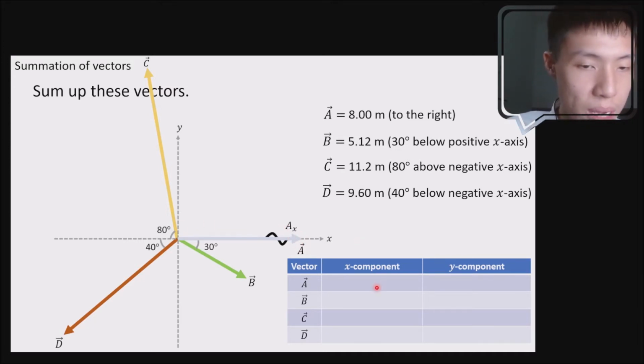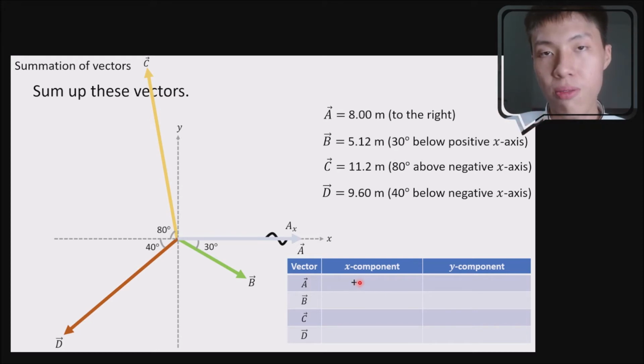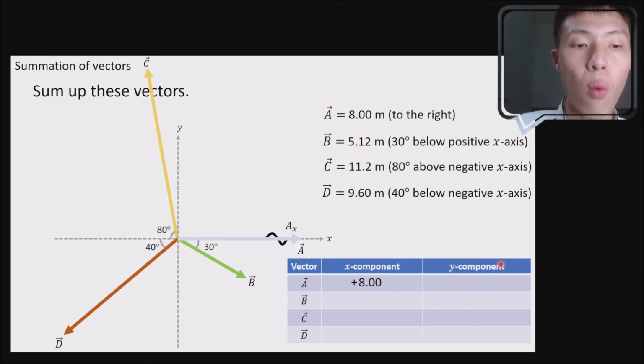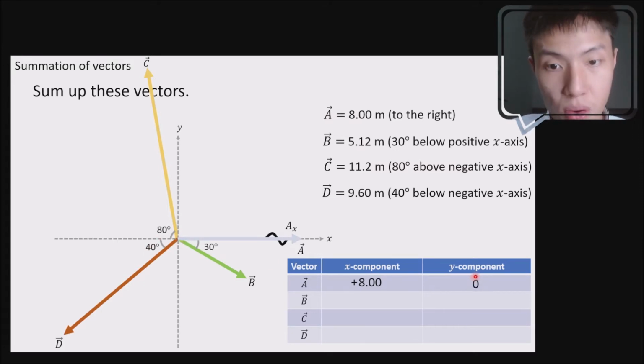We have to change it into numbers here. Again, Ax here is just the whole A, the magnitude of A, right? So you can just put in 8 meter here. But again, we have to be careful of the direction. Remember, resolving needs to take care of direction. Pointing in the positive direction, positive value. Pointing in the negative direction, negative value. So this is supposed to be positive 8.00, which is the magnitude of vector A. For the y component, since there's no y component for A, the y component will be 0. So we clear vectors one by one.